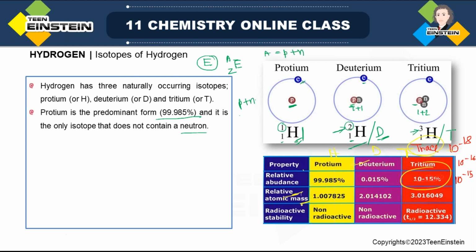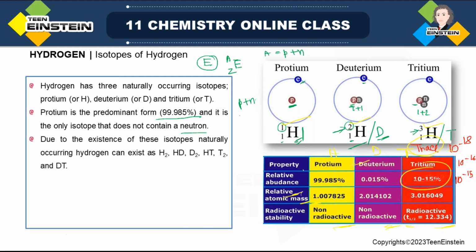Then relative atomic mass, which we know. Even if you do not consider the digits after the decimal, it's okay. It is basically 1, 2, and 3. Radioactive stability: hydrogen, we know, is non-radioactive. Deuterium is also non-radioactive, but the last one is radioactive. For T, the half life value is 12.